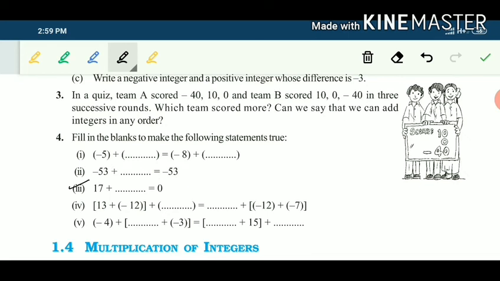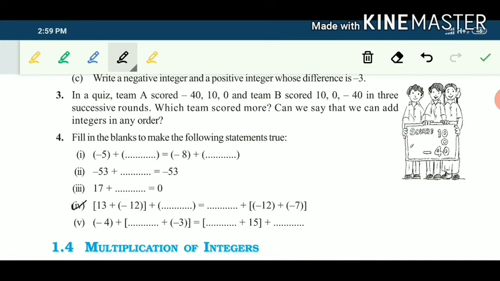Third part, 17 plus. What will we add to 17 so that the answer should be 0? Which property is this? This is the additive inverse. So we will add minus 17.